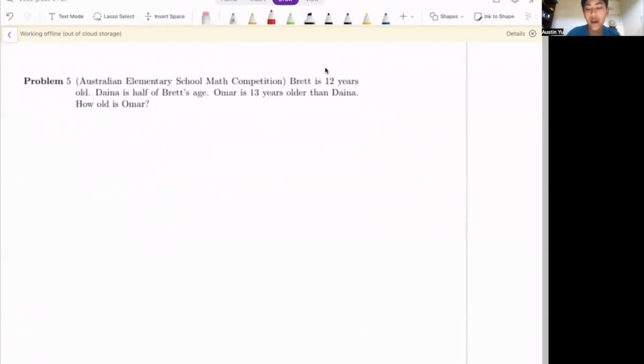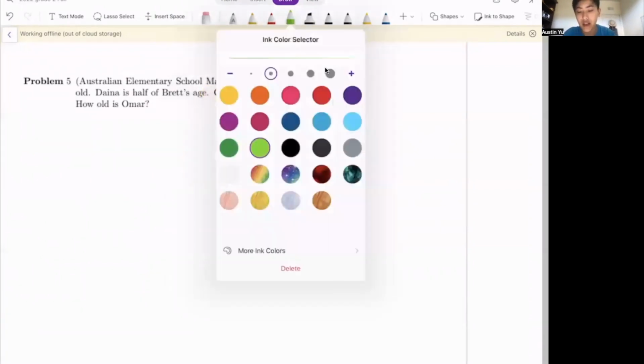Problem 5. Brett is 12 years old. Dana is half of Brett's age. Omar is 13 years older than Dana. How old is Omar? Let's make this green this time.